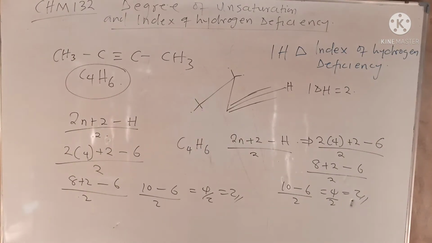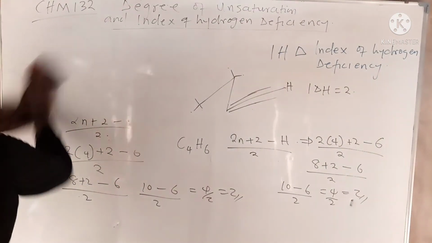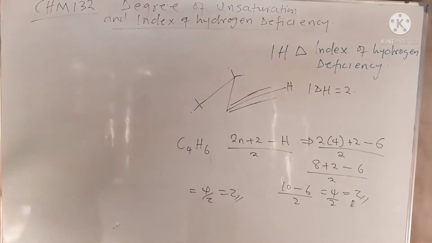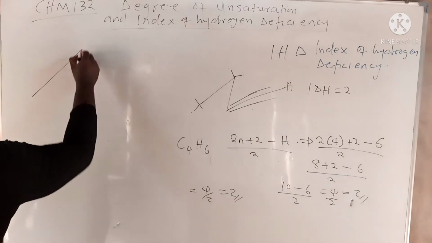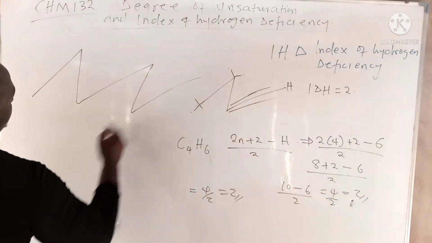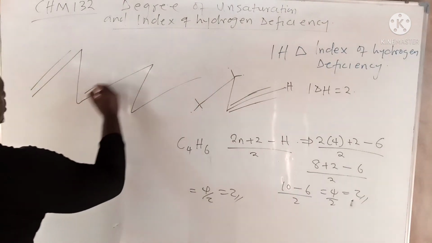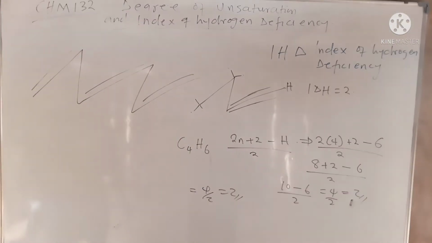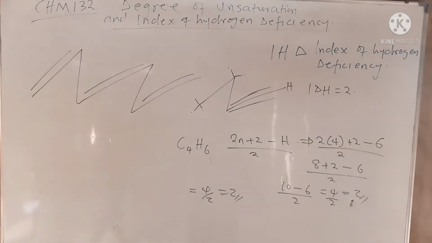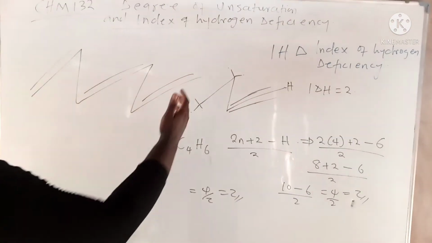Now, let's go ahead. Now, let me make it more interesting. What if you have a compound like this? You have this compound. So you have 1, 2, 3. Now, if I ask you to calculate the IDH here, how are you going to calculate it? Now, if I look at this compound, immediately, the IDH is 3.